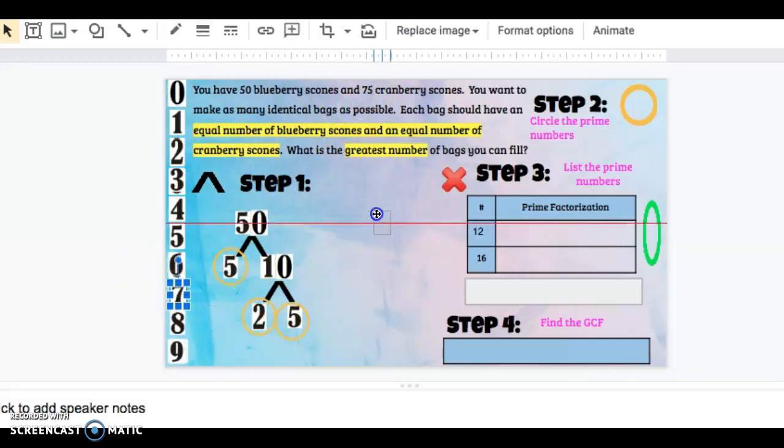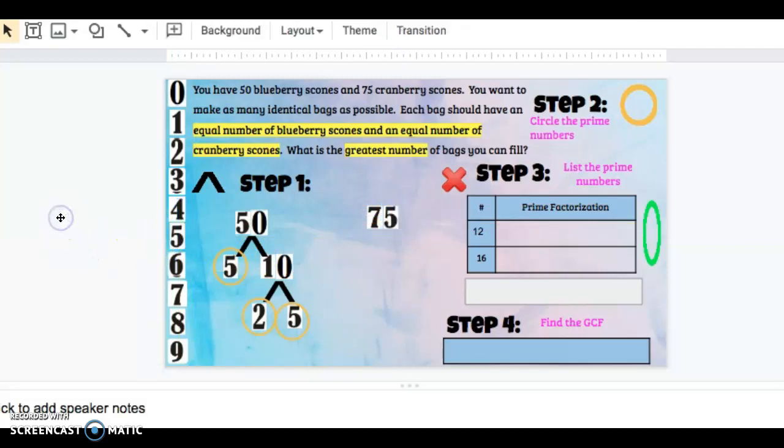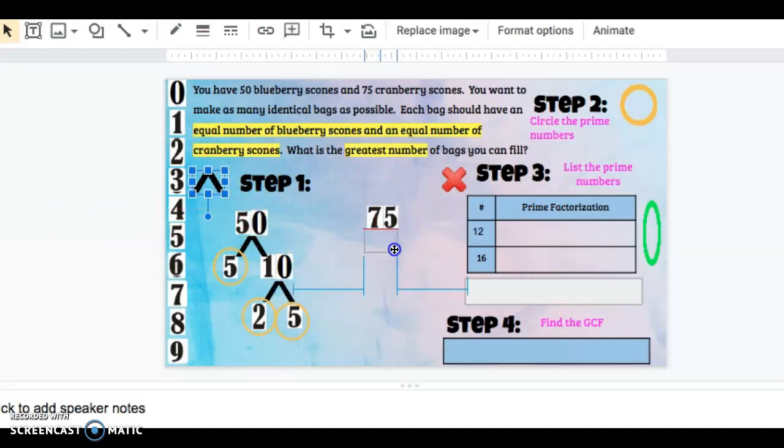So 75. Okay, well, I'm thinking of 75 as money, and I know that 3 quarters equals 75 cents, and a quarter value is 25. So I'm going to break up 75 as 3 and 25. So I'm going to do 3, and then I'm going to do 25.